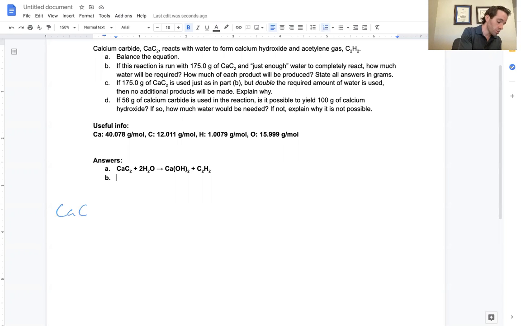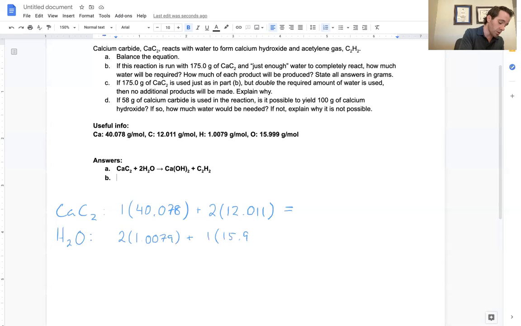So the calcium carbide is going to be 1 copy of the 40.078 plus 2 copies of the 12.011. And instead of stopping to do calculator over and over, I'll get the bunch of calculations and do them all at once. So now the H2O. Notice how I'm not putting a 2 in front of it. I'm just interested in its molar mass by itself. The H2O is going to be 2 copies of hydrogen, 1.0079, and then plus just 1 copy of the 15.999.